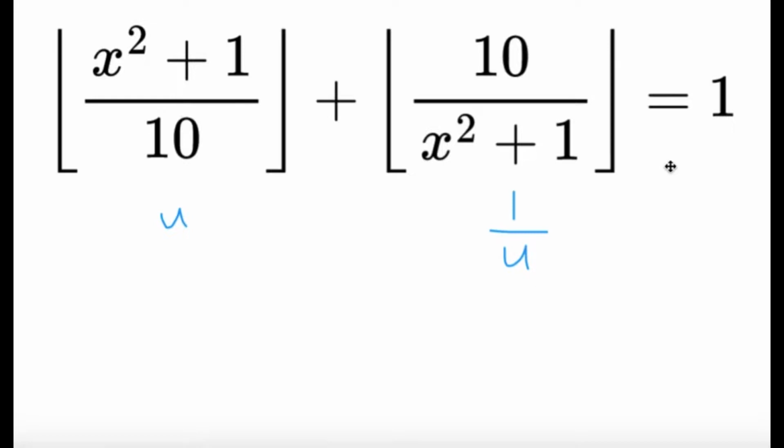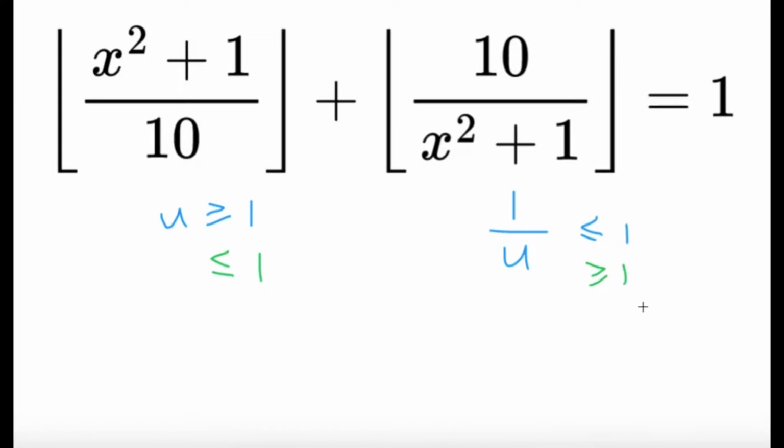Now just one more thing to realize is that, since it's u and 1 over u, for example, if u was greater than or equal to 1, then 1 over u is going to be less than or equal to 1. It makes sense because you're taking the reciprocal. And on the other hand, if u was less than or equal to 1, 1 over u would be greater than or equal to 1.